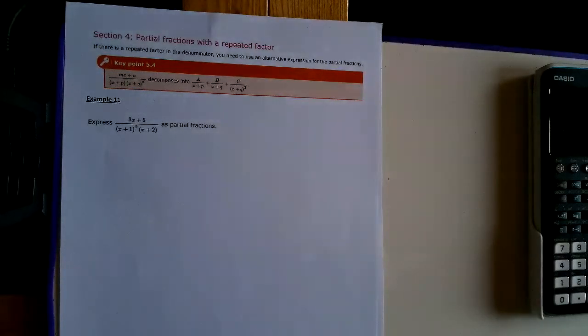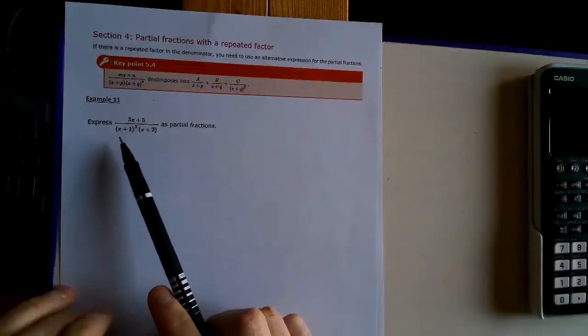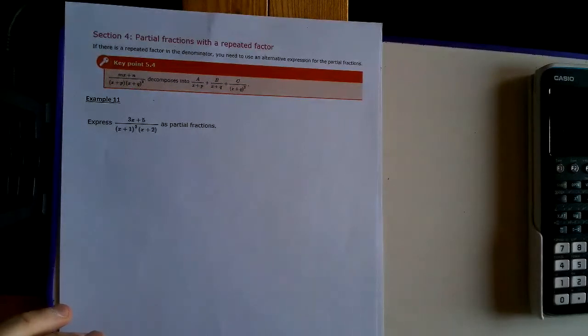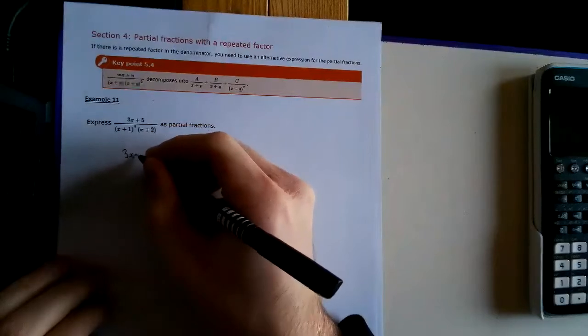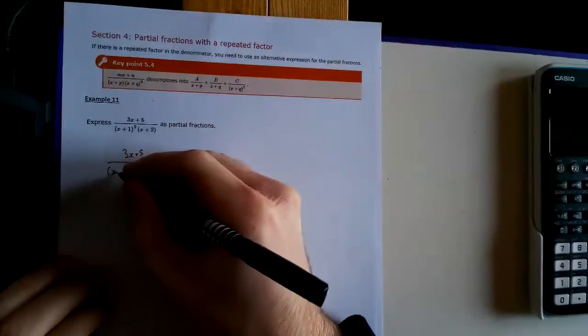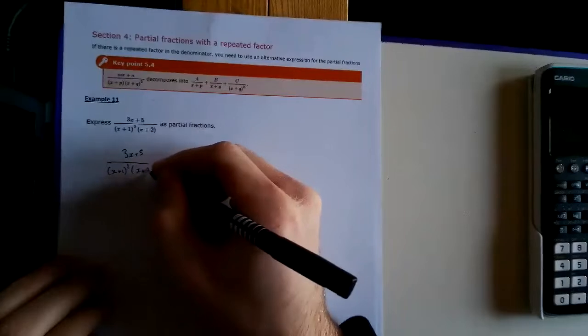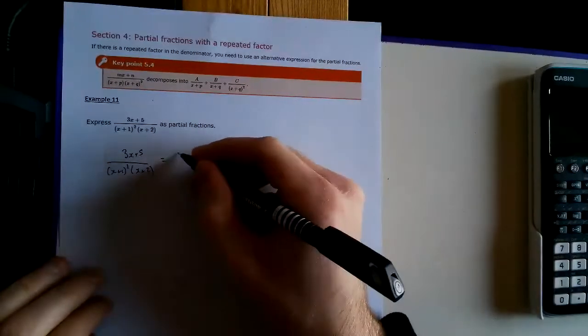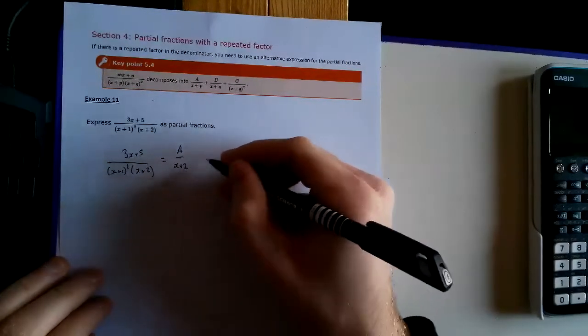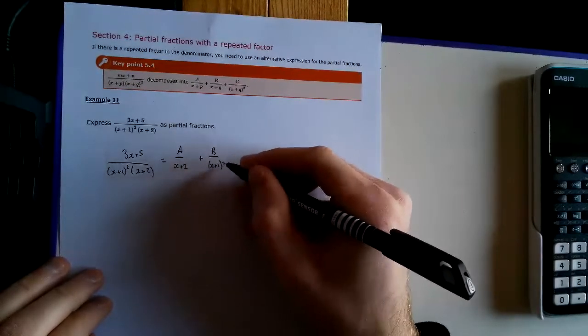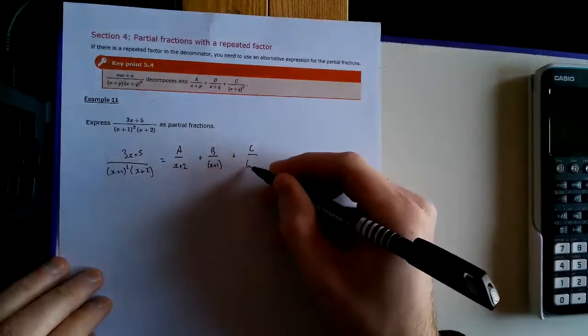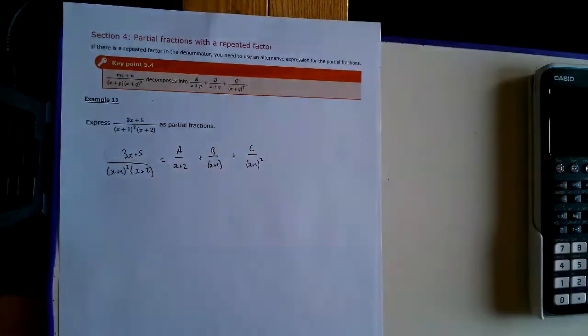So the last bit of partial fractions is when we have a repeated factor on the bottom of the fraction. In order to do something like this, it's very similar. We're going to write it as 3x plus 5 over x plus 1 squared, x plus 2. When we split it into partial fractions, I'm going to have something over the x plus 2. I want to have something over the x plus 1. However, I also need something over the x plus 1 squared.